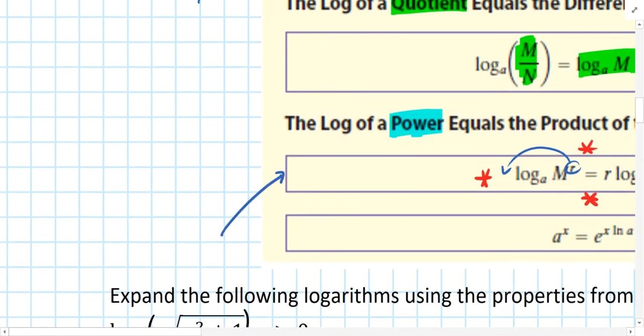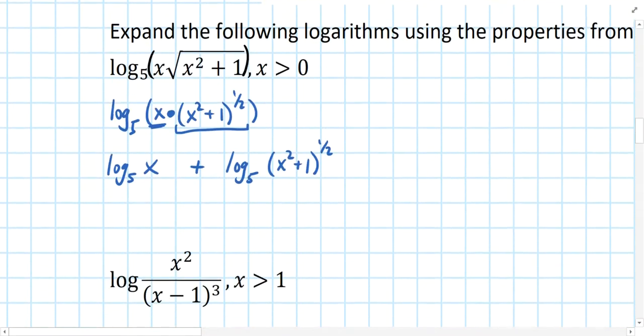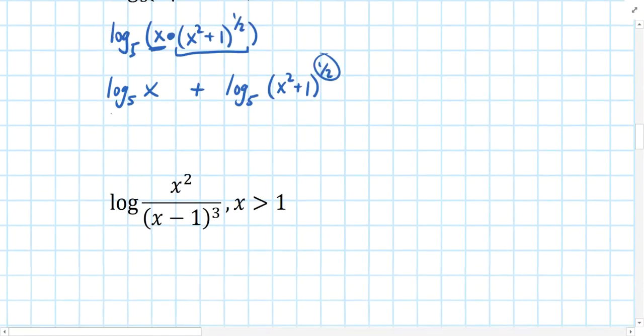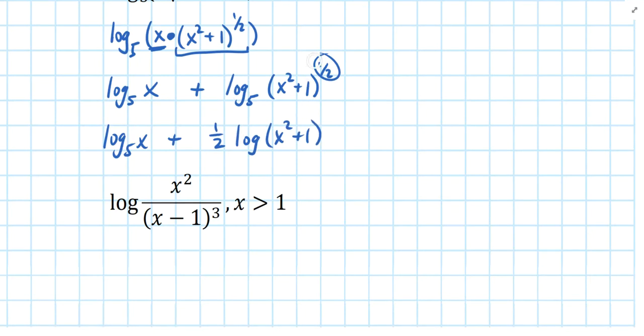Next, we're going to use this power rule because I do see an exponent here that's hanging out outside of our logarithm. So we'll go ahead and bring that down. This logarithm, base 5 of x, remains unchanged. There's nothing we can do to simplify that any further. But now we know that 1/2 times the logarithm of x squared plus 1 is equivalent to the step prior, and we've now expanded this logarithm.